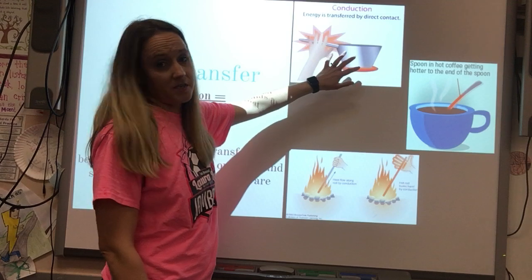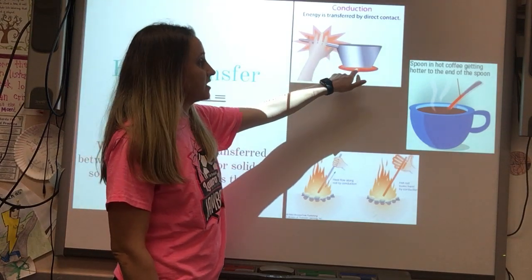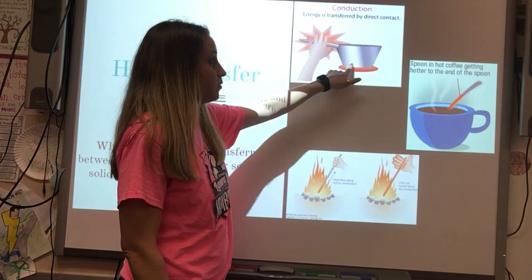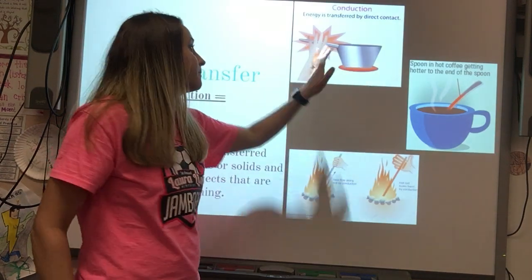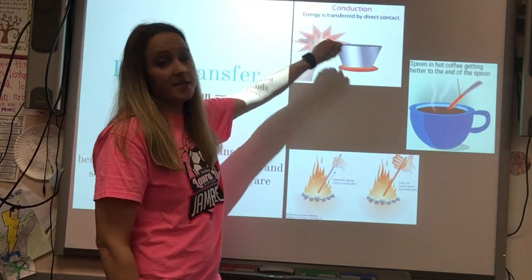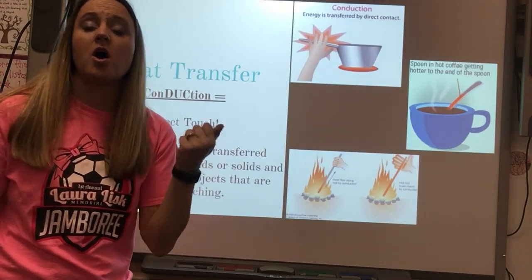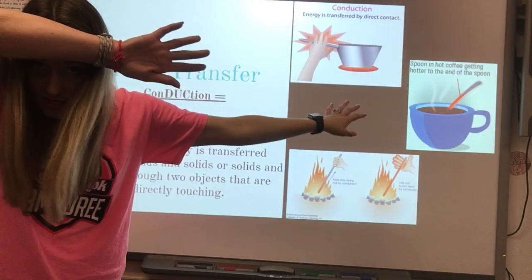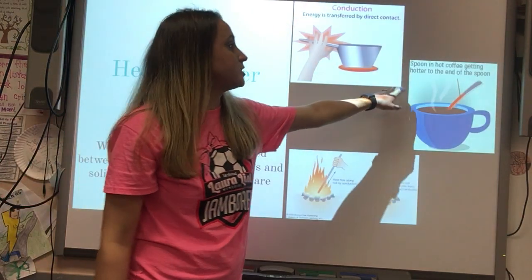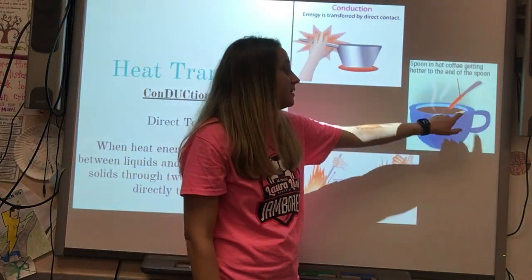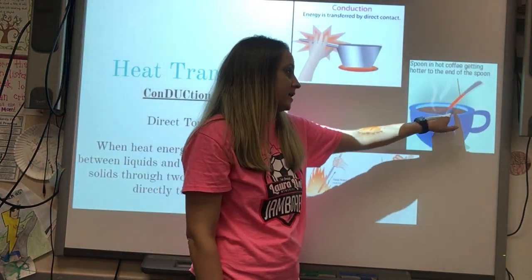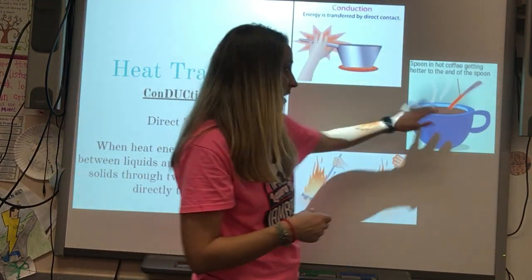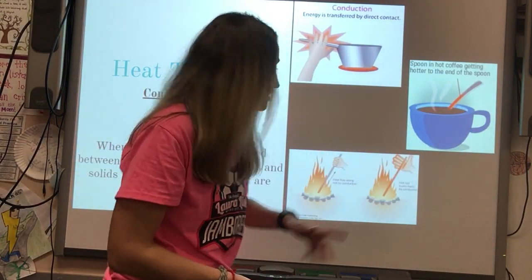There's two examples of conduction in this picture. We've got conduction from the heat source to the pot, right there where they are directly touching each other, and from the person's hand to the handle of the pot. Also direct touch, heat transfer through conduction. The spoon in hot coffee, the spoon is getting hot because it is directly touching the coffee. That is also an example of conduction.